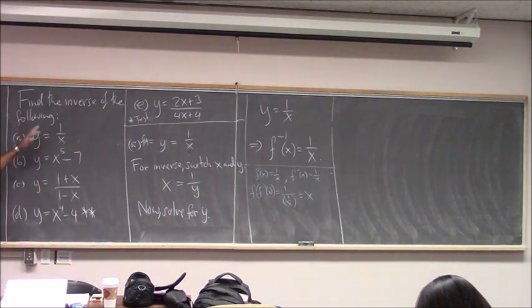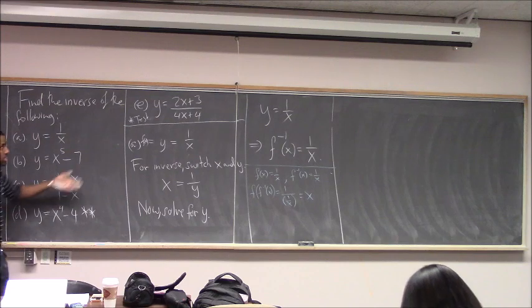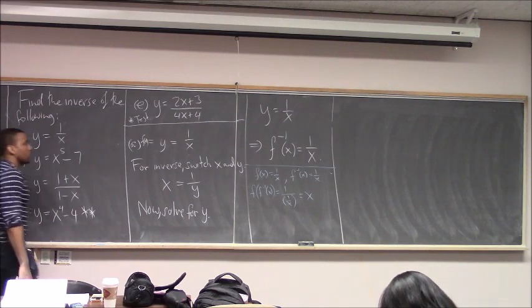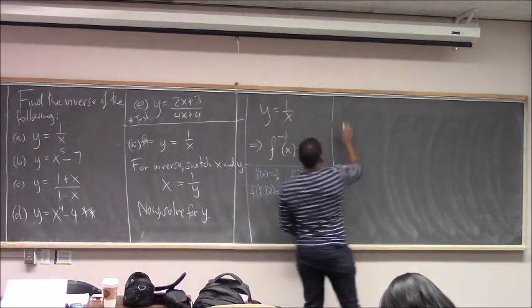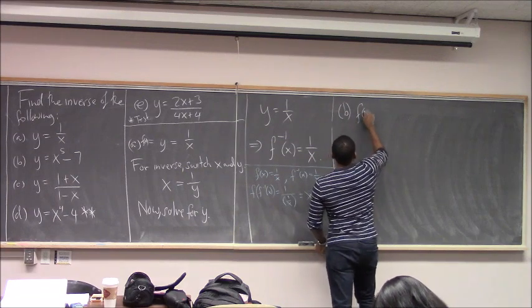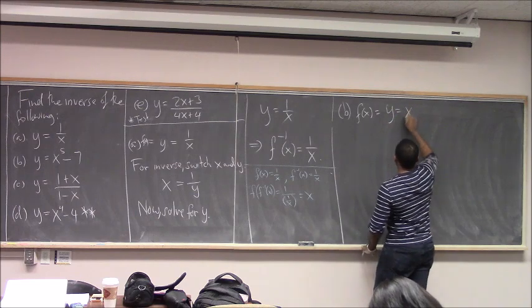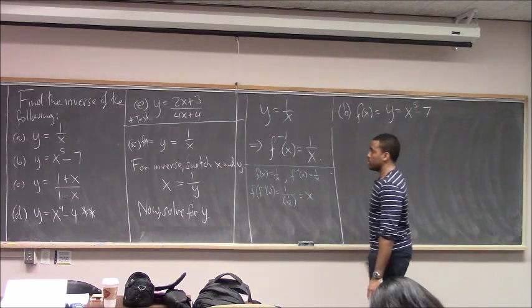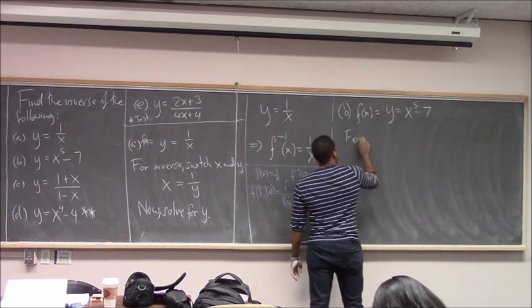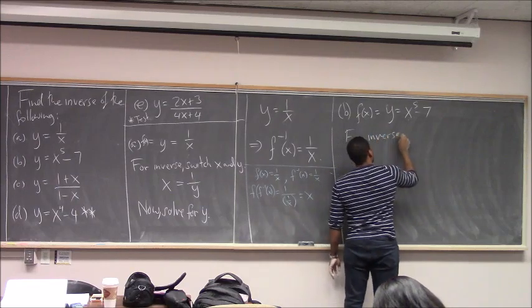So, I just want you to get the ideas with these. More than likely, anytime I ask you a question like this, it's going to look something like C or E. So here f of x equals y equals x to the fifth minus 7. Find the inverse.